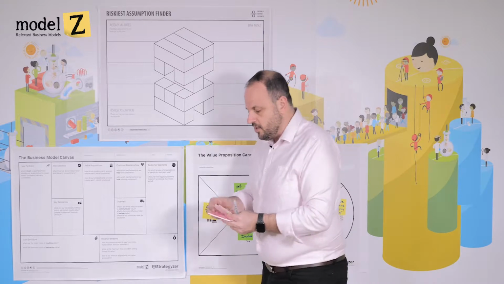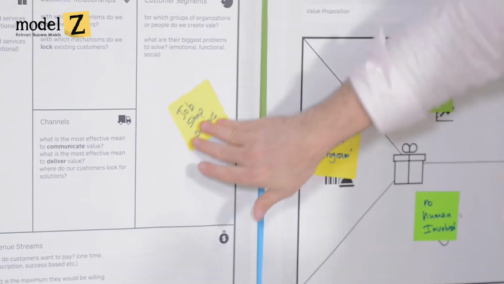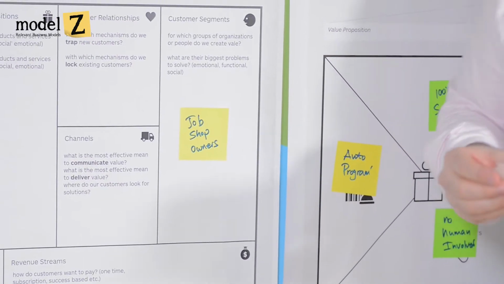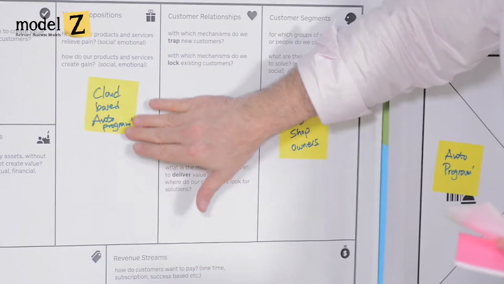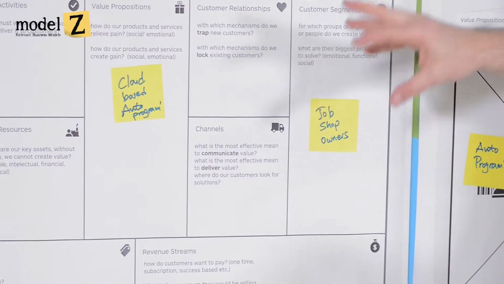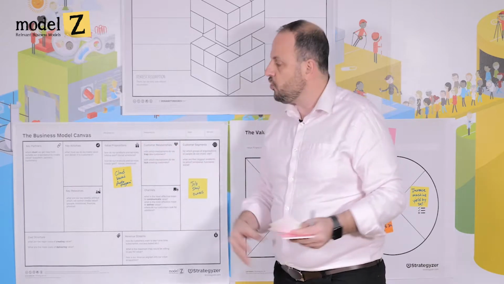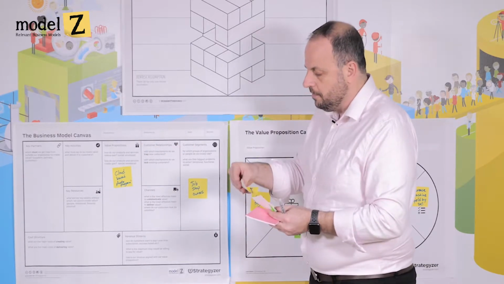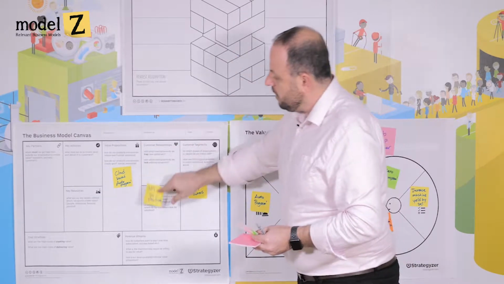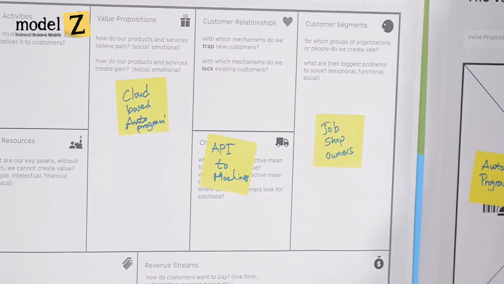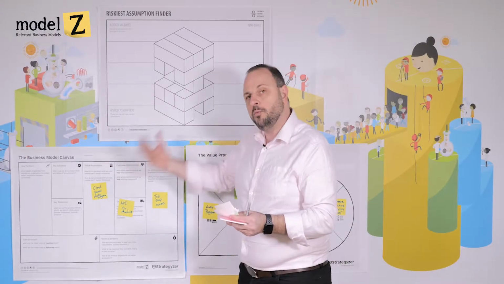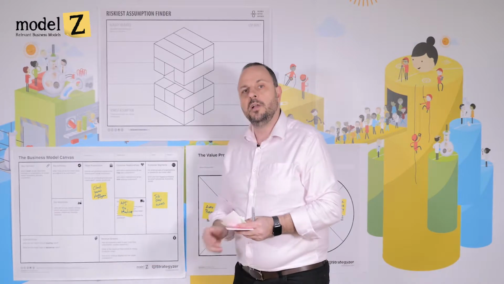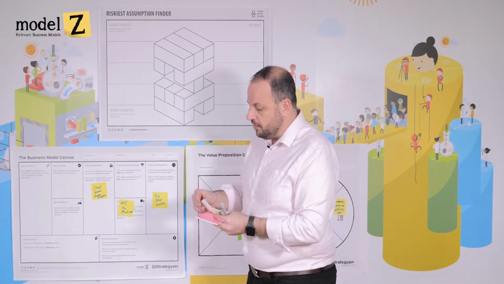Now, moving on to the business model. So, okay, job shop owners, they're our customer segment, and we're providing them a service called cloud-based auto programming, okay? That's the service we're providing in the value proposition, and we're delivering this service through an API to the machines. So we're connecting to the machines and we're building this API. It's our digital channel to deliver the value.